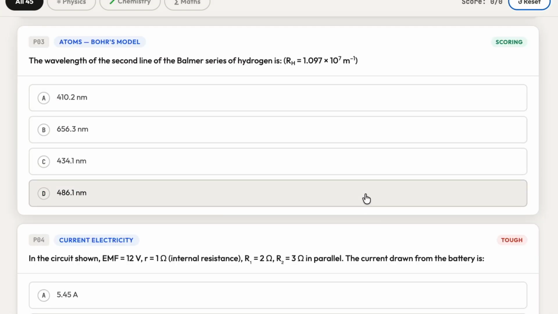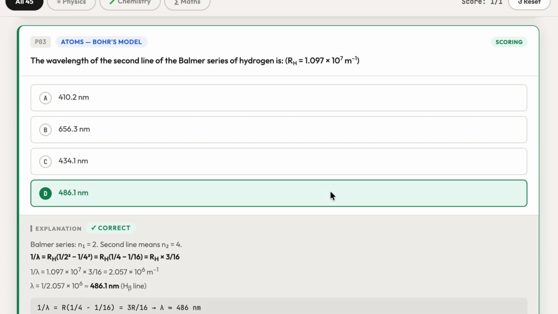So as you can see, there is a question on atoms, Bohr's model. The wavelength of the second line of the Balmer series. So what will be the right answer for it? It will be 486.1 nm. So it is a scoring topic which you can see on the screen currently, and we have marked the same along with the question and the topic it belongs to.